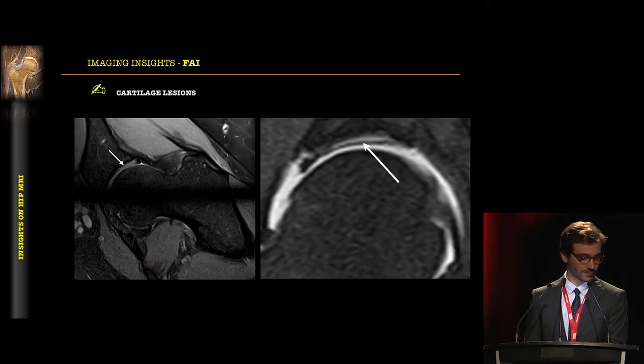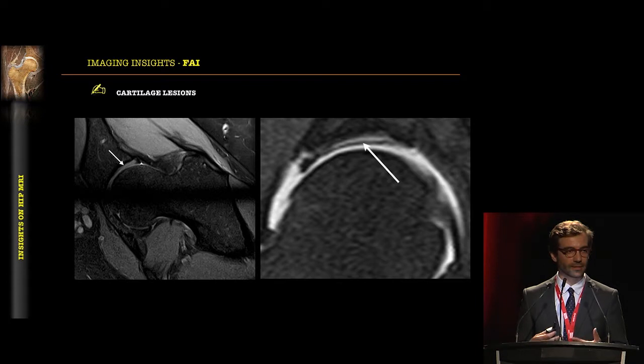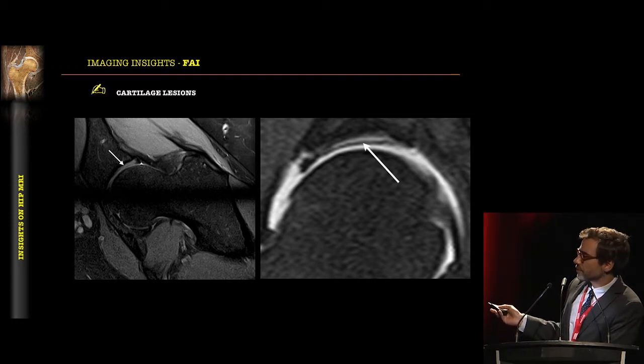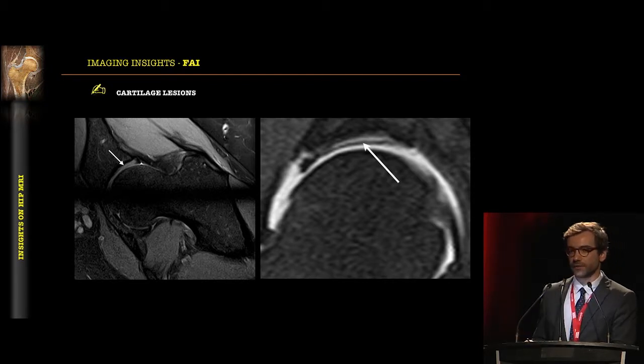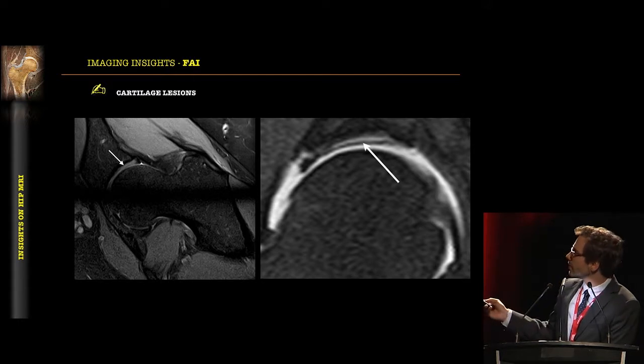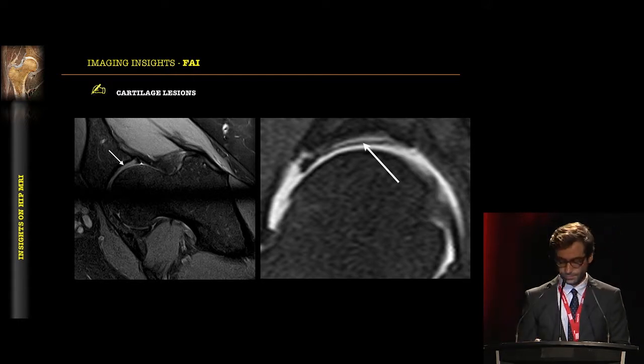Well, cartilage lesions, as I told you, sometimes they are difficult to pick on MR. Especially these kinds of lesions that you have, which is delamination lesions of the cartilage, where you can see the high signal intensity on the base of the cartilage and the hypointensity at the surface of the cartilage. Well, sometimes they are very subtle, less in this case.